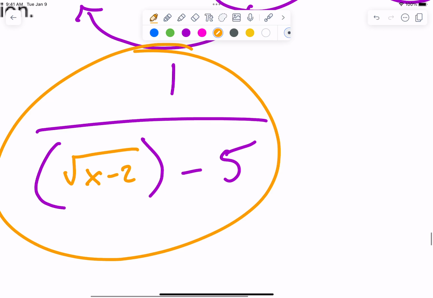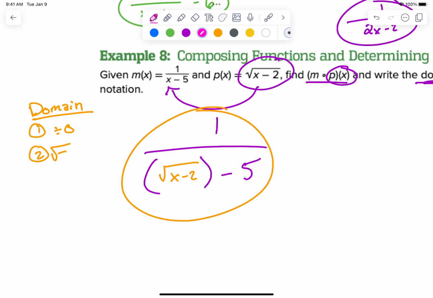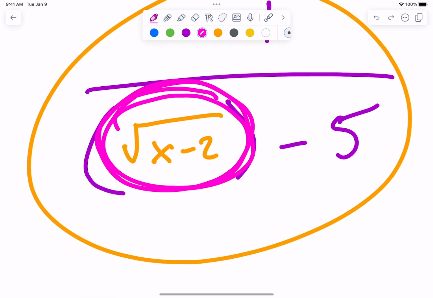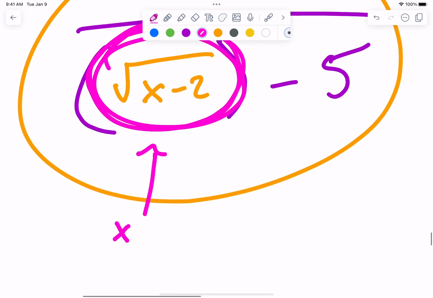Let's deal with this stuff first. If I'm doing the square root of x minus 2, it can't be less than 2, right? If it's 1, 1 minus 2 is negative. That's not going to work. What if it's 2 exactly? It's 0. Can you take the square root of 0? Sure you can. What about 3? So x has to be greater than or equal to 2. Does that make sense?